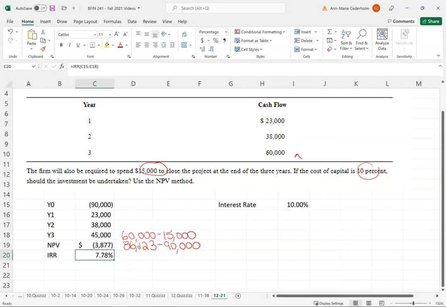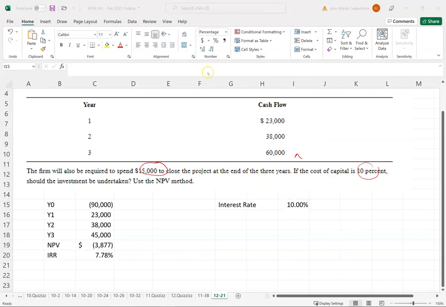Now, this project only yields a return of less than 7.78%. So at 7.78%, this NPV will end up being 0. So at the end of the day, we cannot accept this project based off of the net present value being negative and the internal rate of return actually being less than our weighted average cost of capital.